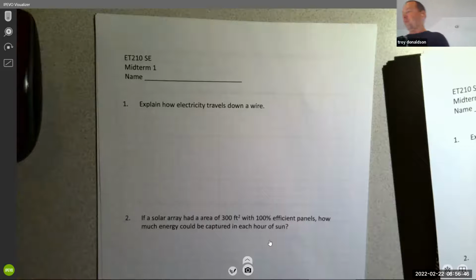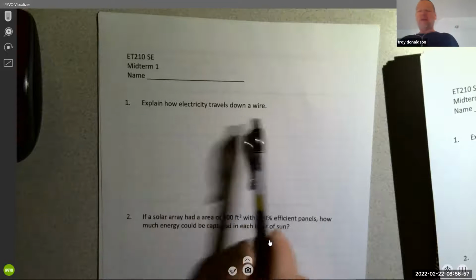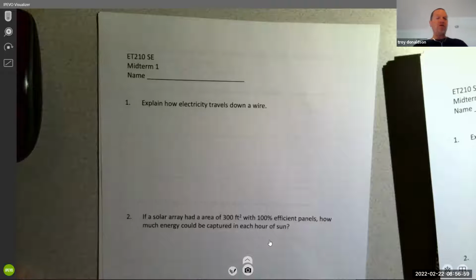All right, the first one, pretty simple. I know you had access to your computer and to Google and everything else, so you could look stuff up if you needed to, and hopefully you did that. Electricity travels down a wire basically by electron vibration. The energy travels from electron to electron as they vibrate. They bounce off each other and it travels down the wire that way. So nothing physically is moving except for energy, which is pretty cool. That's how it moves so fast.